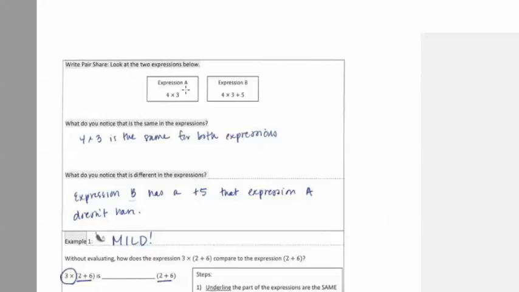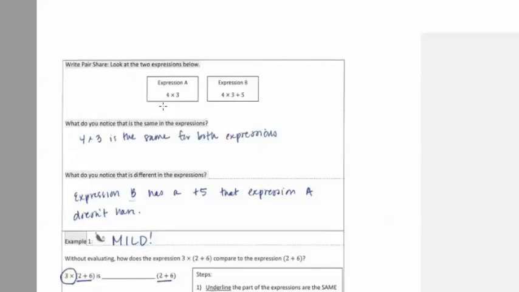What's the same is 4 times 3. And then expression B, I know is going to be 5 more than expression A because it says plus 5. For this one, it's easy to do this in our head. Expression A is 12, and expression B is 12 plus 5, or 17. And so I can easily compare, and I know that 17 is 5 more than 12. Great.